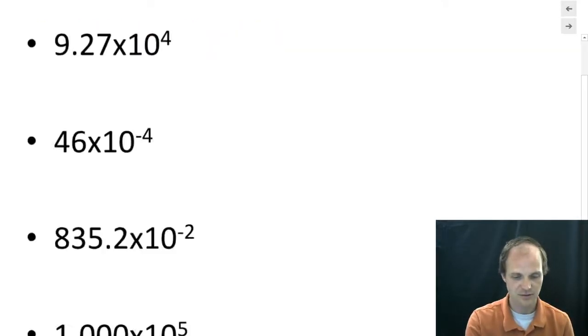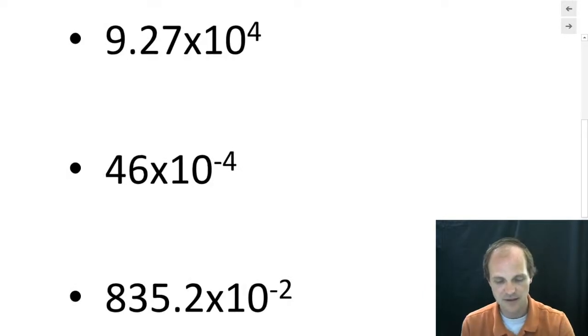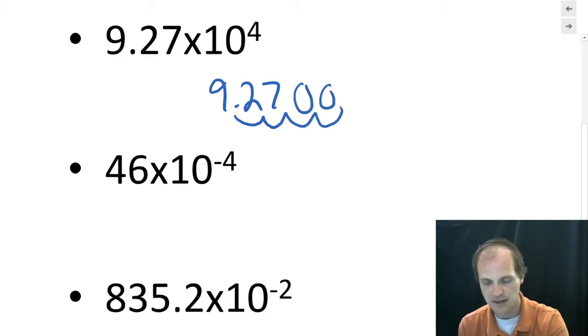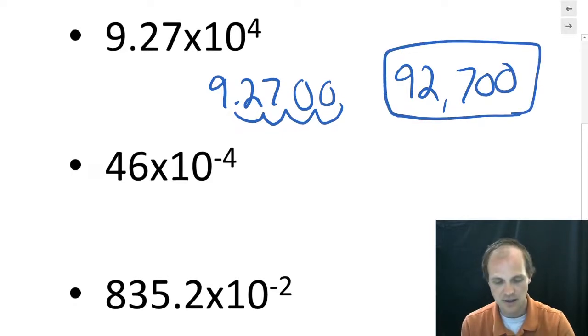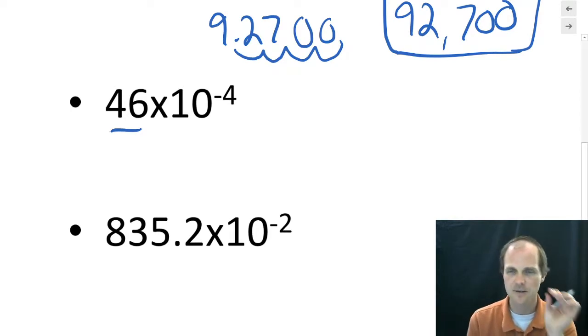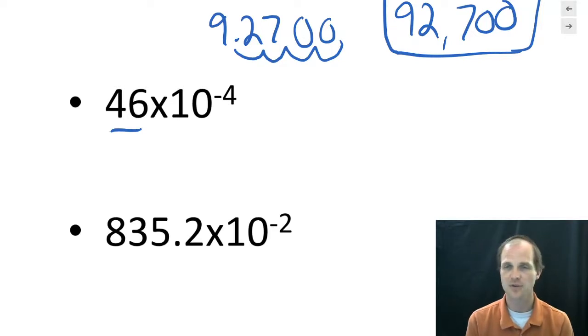I'm watching you. Okay. 9.27 times 10 to the fourth, it's a big number. So I'm going to take my 9.27, I'm going to move it over 1, 2, 3, 4. I've got that 92,700 as my answer. 46 times 10 to the minus fourth, you're like, hey, 46, I can't have 46. Didn't you say those coefficients had to be between 1 and 10? I said for proper scientific notation, they're between 1 and 10. But there's good reason sometimes, and people do it, not irregularly, where the number is not between 1 and 10. It's not bad. It's just not what we call proper scientific notation.